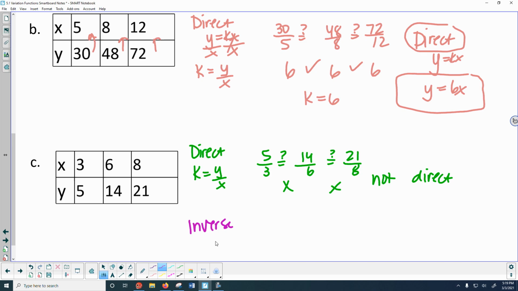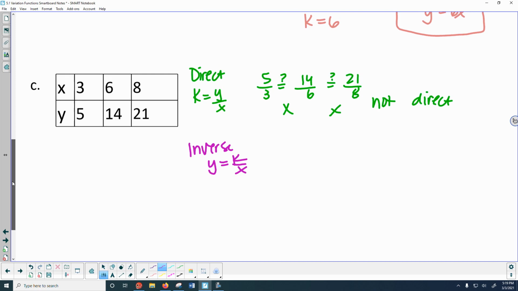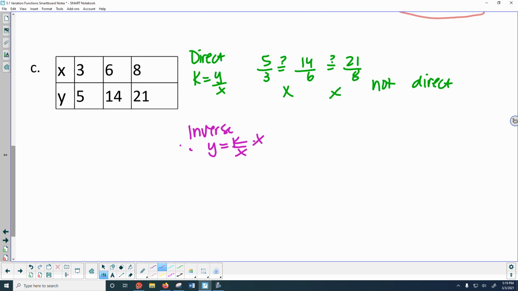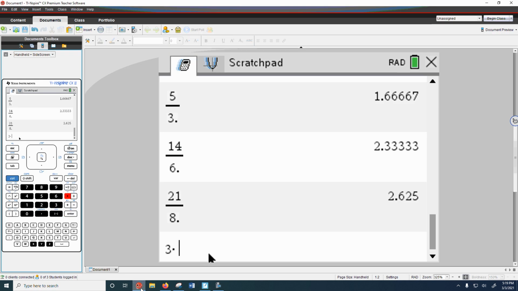If it's inverse, our original pattern is y equals k over x. We're going to be solving for k every time when we check. So times x on both sides, I'm looking for every x times y to be the same. Well, is 3 times 5 the same as 6 times 14? Is that the same as 8 times 21? Well, 3 times 5 I know is 15. Let's see if that's the same as what we get if we go to our calculator. So again, 3 times 5 was 15.